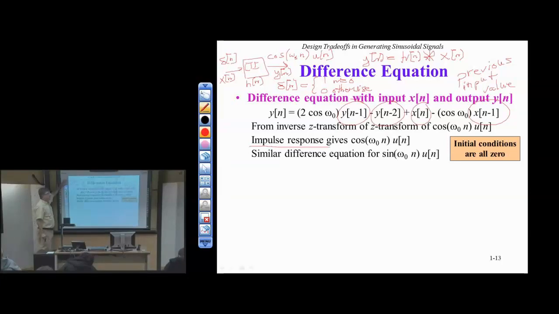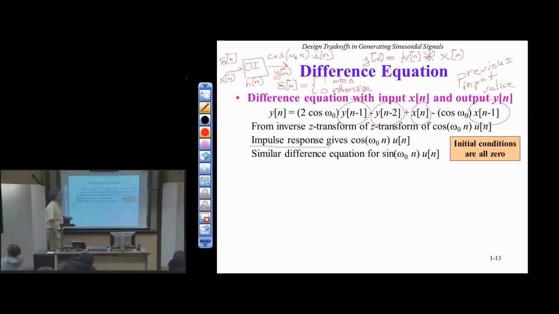If the input is the impulse, then the output is the impulse response. More generally, if the input is x, the output is y. I can do that through either convolution, or I might be given the relationship as a difference equation. The sine has a similar difference equation. What changes is x of n isn't there, and cosine omega naught becomes sine omega naught.